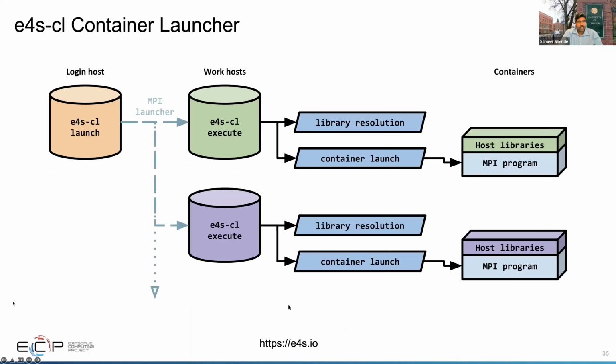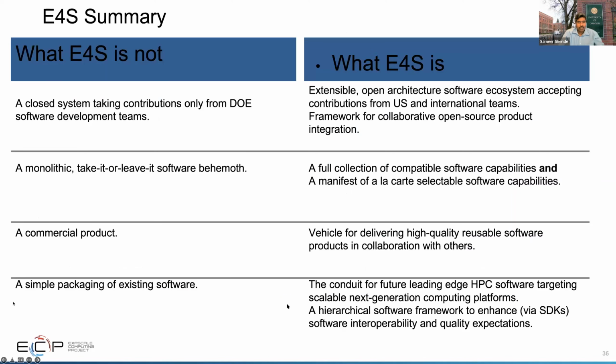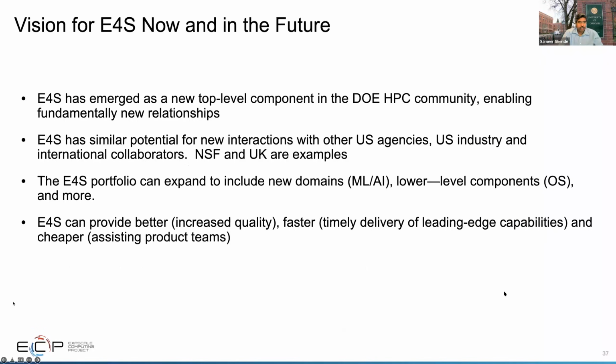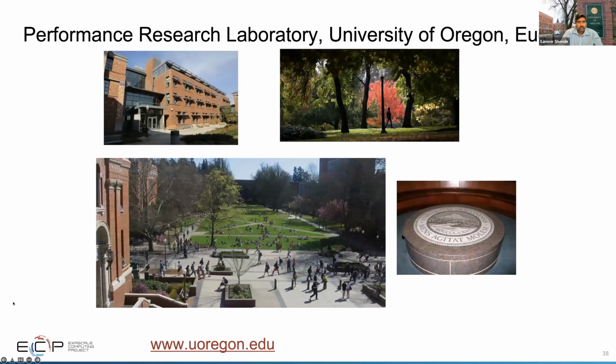Here is the architecture. E4S is a conduit for future leading edge HPC software targeting scalable next generation computing platforms. It has emerged as a new top level component in the DOE HPC community. It can provide better, faster, and cheaper software integration. Much of this work goes on at the Performance Research Lab at the University of Oregon. As travel opens up, we welcome you to come visit Eugene and work with us.